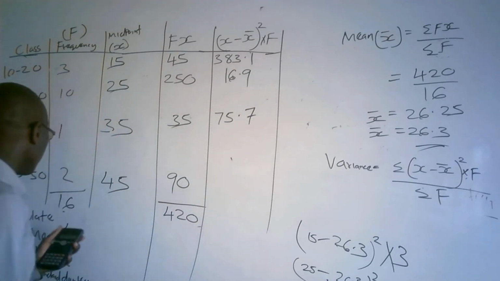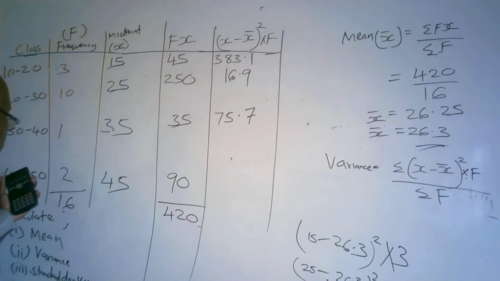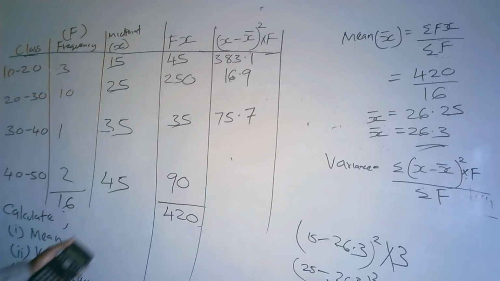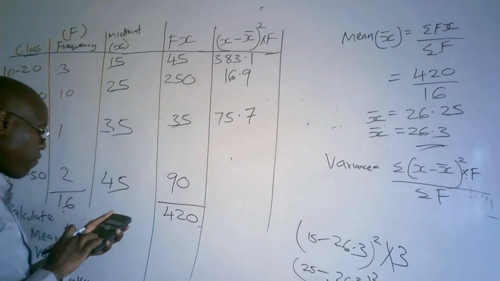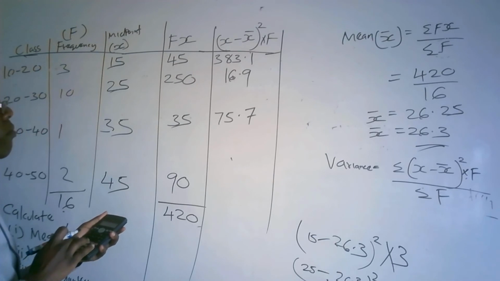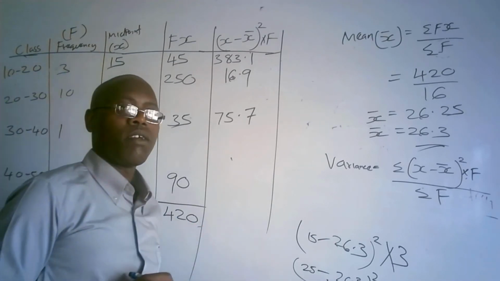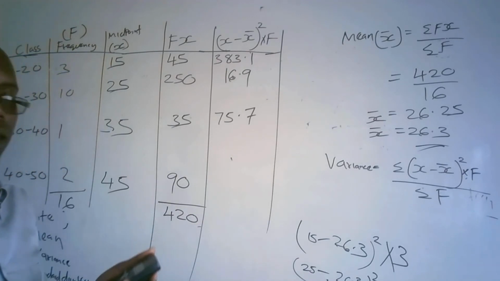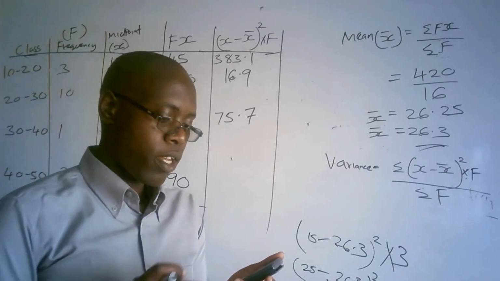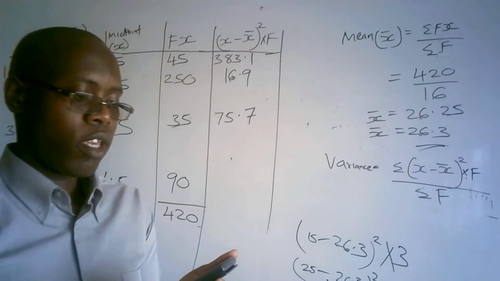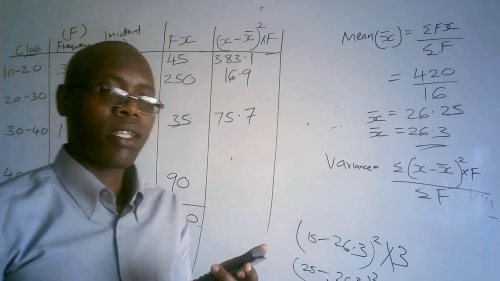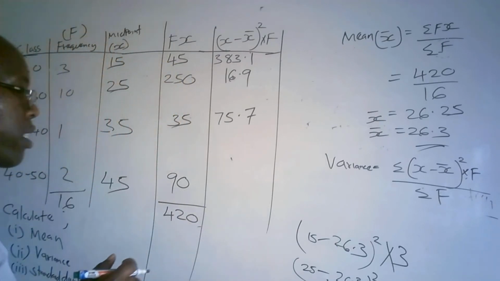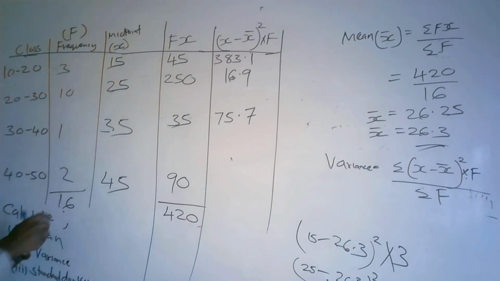75.7. And then lastly, we have the class of 40 to 50. You take your x, which is 45, subtracted by 26.3, which is actually our mean there. If you do that, the answer is going to be 18.7. Squared, it will give you 349.69. And then multiplied by the frequency of that class. The frequency of that class is 2. So multiplied by 2, you are going to have 699.4.